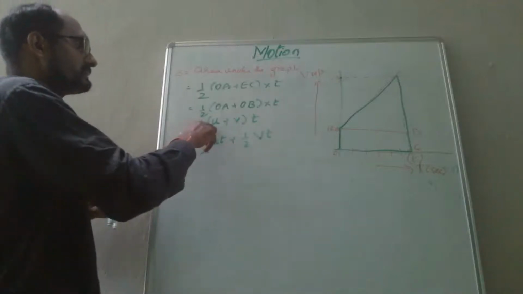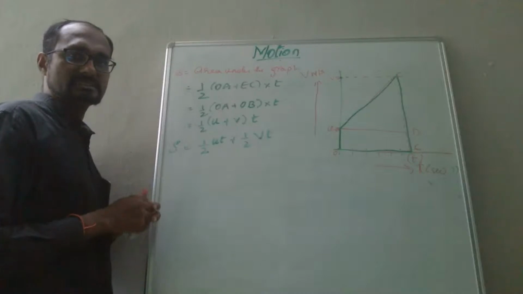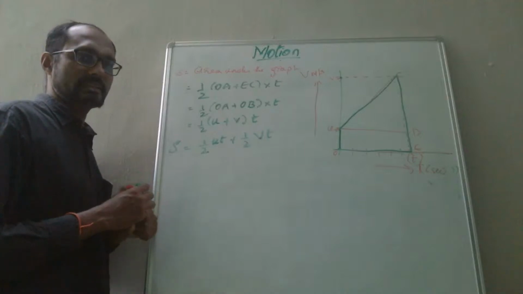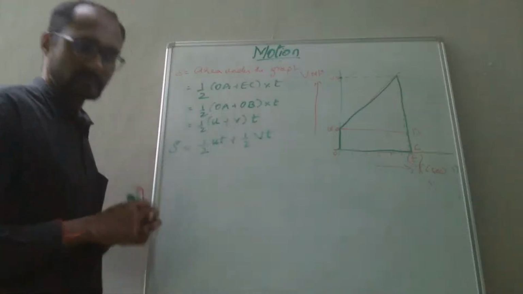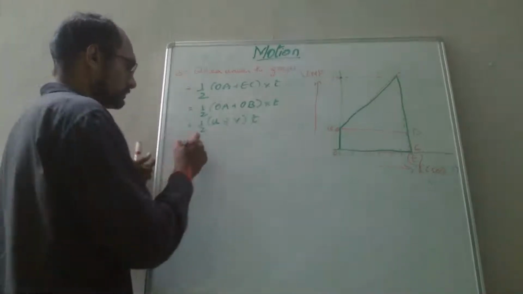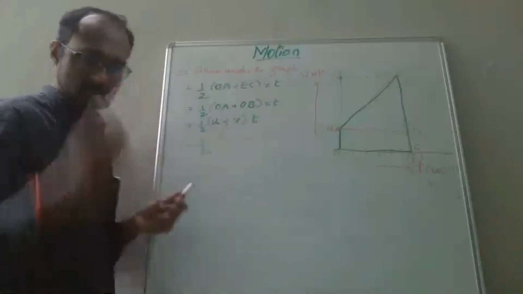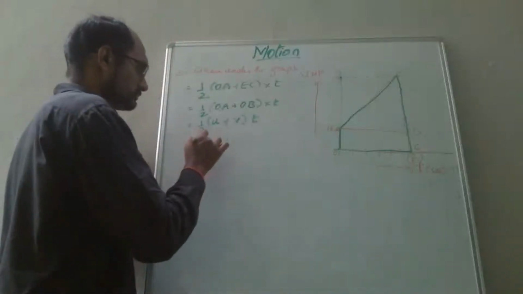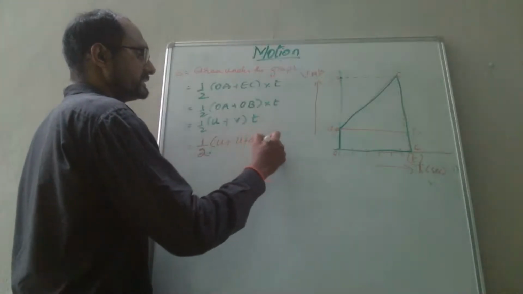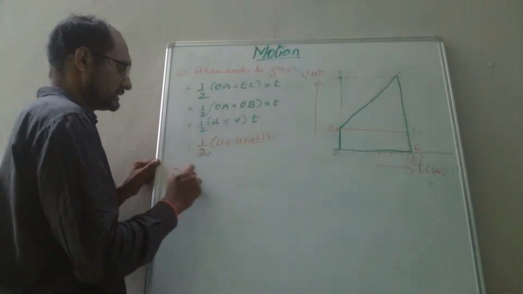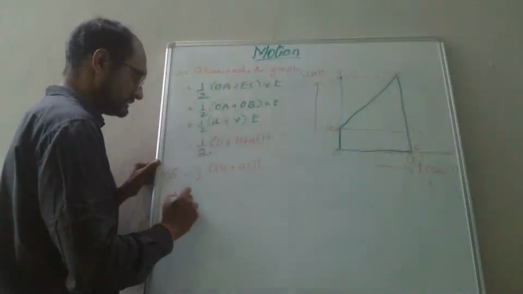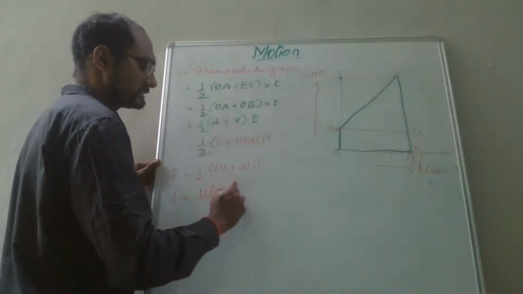Okay, so we have V is equal to U plus AT, from the first equation of motion. We can write V is equal to U plus AT. So to eliminate V, we can do that. So half into U plus AT into T. So S is equal to half into 2U plus AT into T. So S is equal to UT plus half AT square.